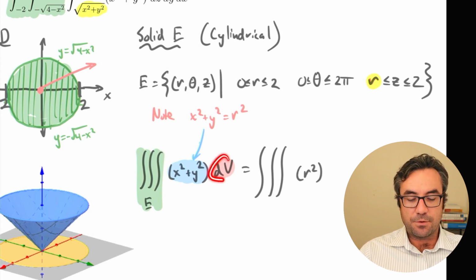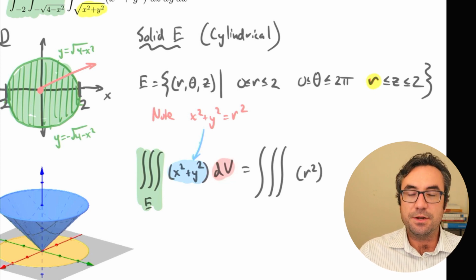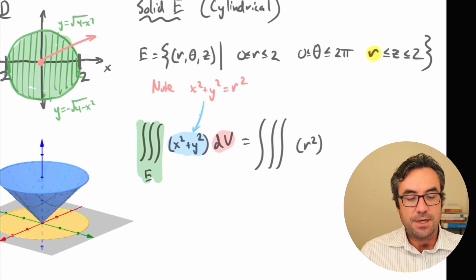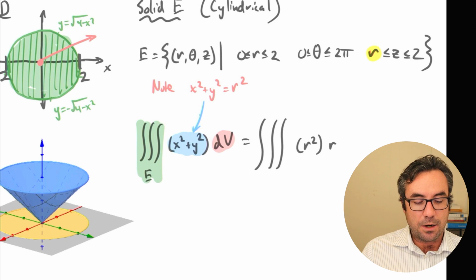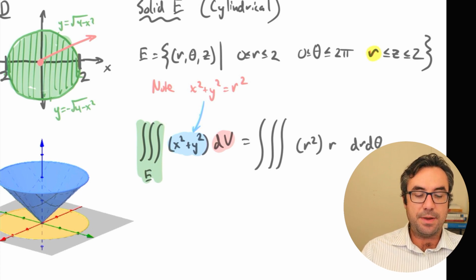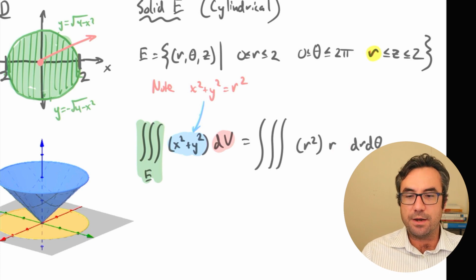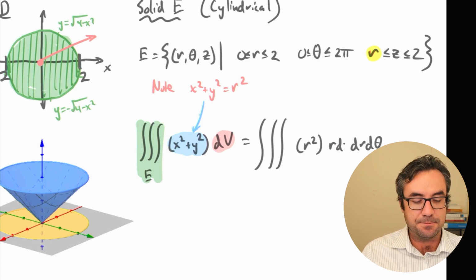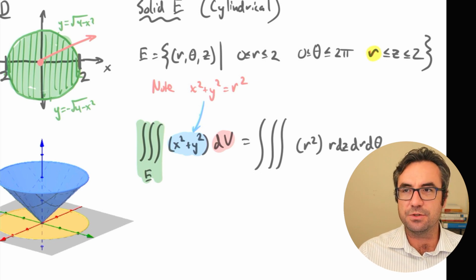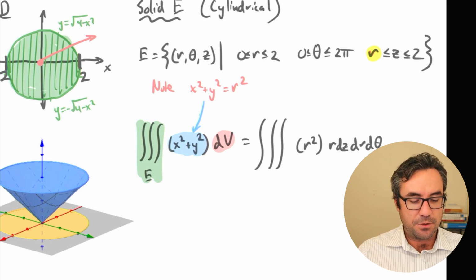And then we want to convert the differential. So the differential from rectangular to cylindrical coordinates is going to be our usual r dr d theta. But now we just want to make sure we have one extra one, and that's the differential dz. And we're going to be setting up our integral, and we're going to do the integration for z first. So I'm going to put the dz there first.